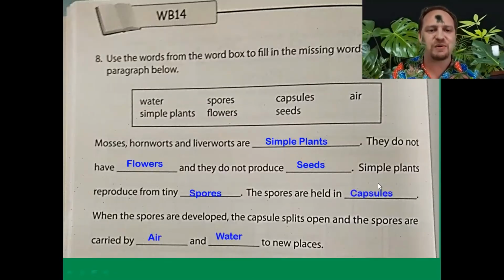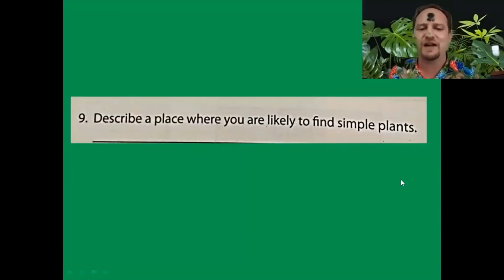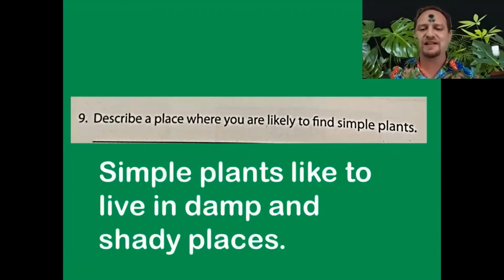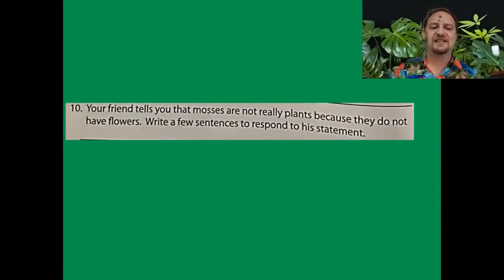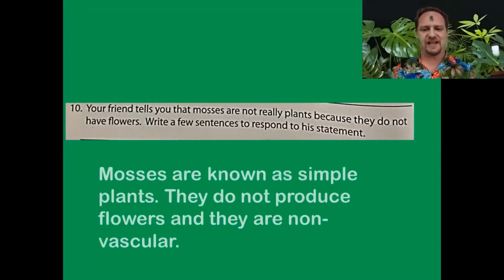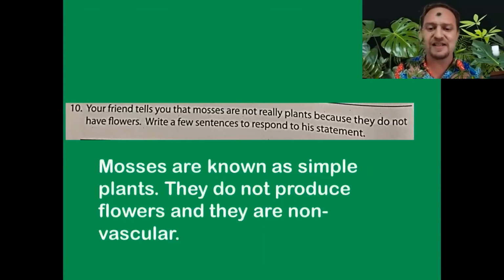On the same page, question 9, it says, describe a place where you are likely to find simple plants. Well, we already know simple plants like to live in damp and shady places, such as moss, okay? Question 10, it says, your friend tells you that mosses are not really plants, because they do not have flowers. Write a few sentences to respond to his or her statement. Well, we can say mosses are known as simple plants. They do not produce flowers and they are non-vascular. That's what you can tell your friend, okay?